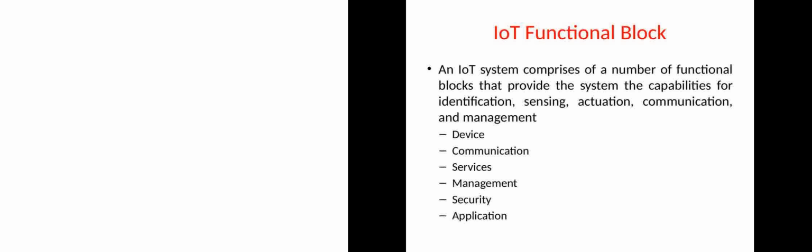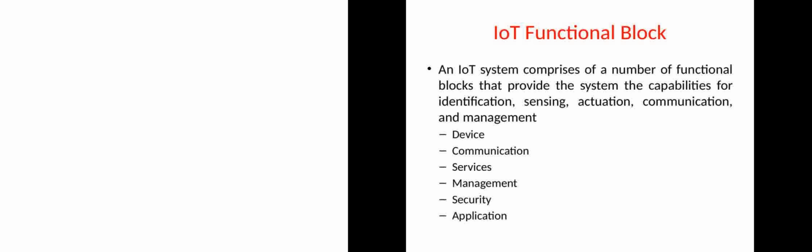An IoT system comprises a number of functional blocks that provide the system the capabilities for identification, sensing, actuation, communication, and management. First IoT block is the device. It consists of the electronics part and the software part.